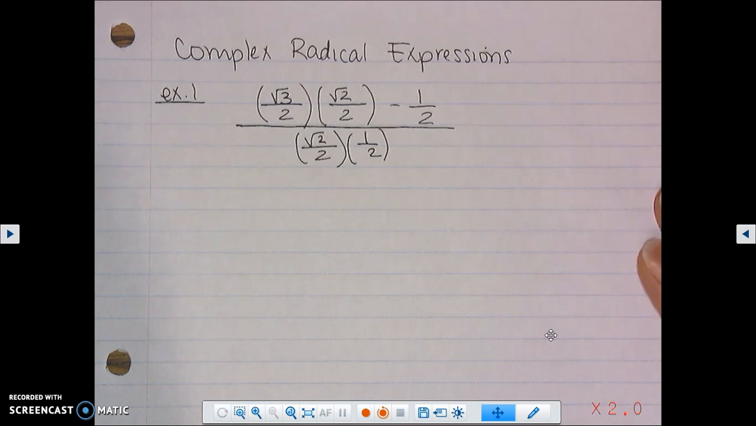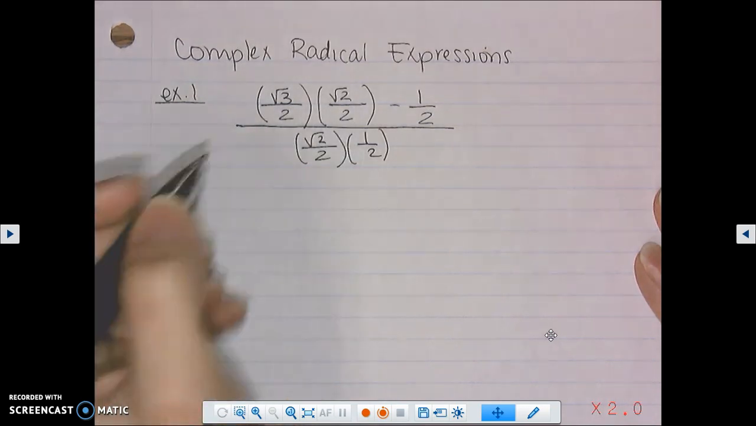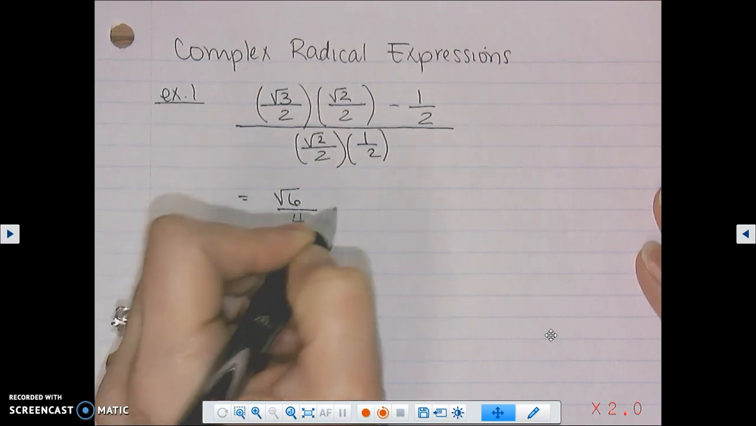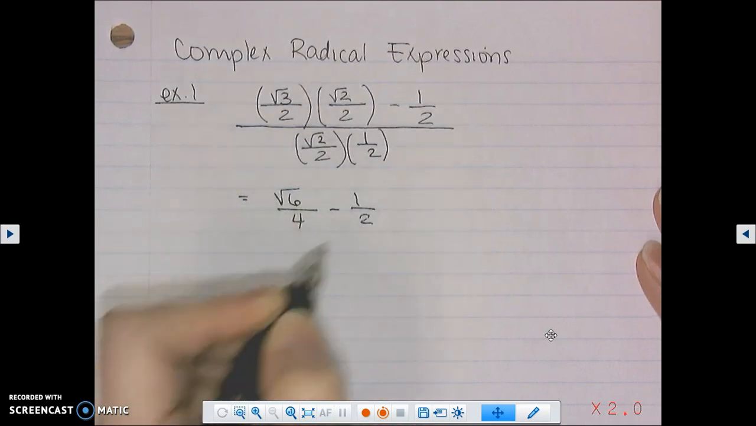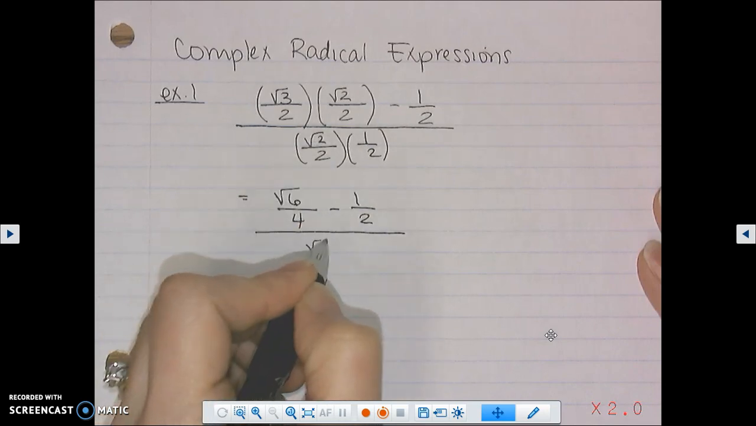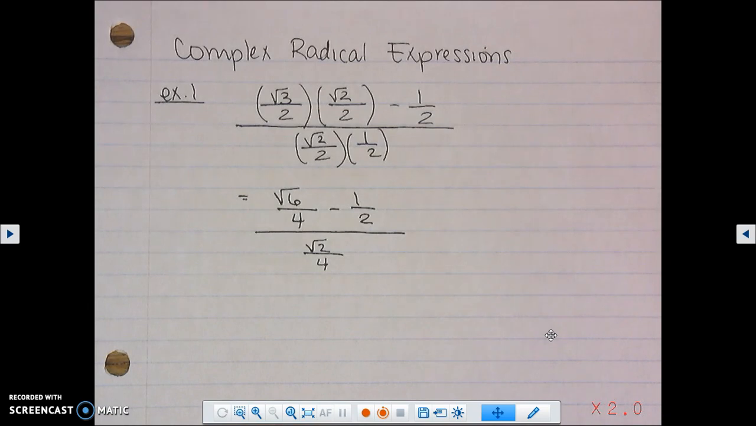So here we just have a complex rational, which means we're going to be multiplying these together first. So that means we would get radical 6 over 4 minus 1/2 over, in the bottom we would have radical 2 over 4. So remember, outsides can multiply and insides can multiply, but you can't multiply outsides and insides together.